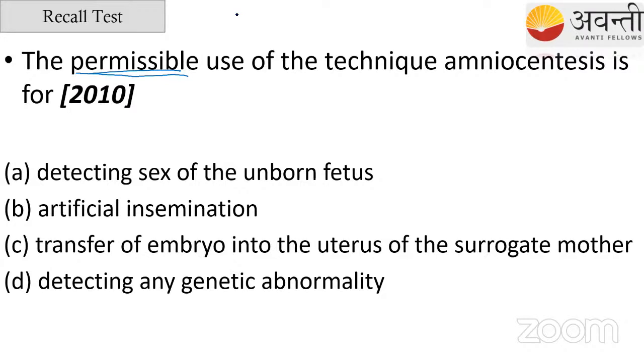Okay, I am ending this poll, and this is your result. Here maximum people chose option D. Obviously option D is the correct option, ठीक है. So the permissible use is detecting any genetic abnormality, ठीक है. Other options are wrong.